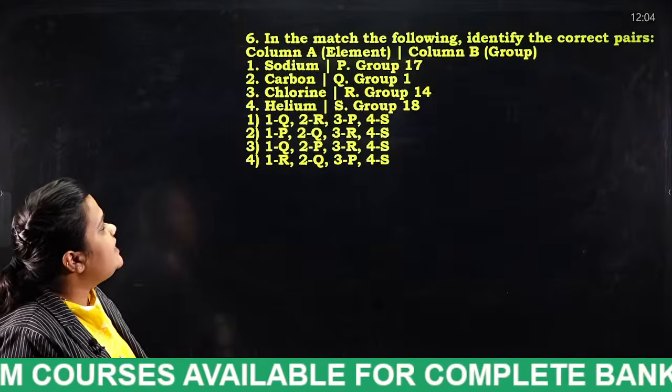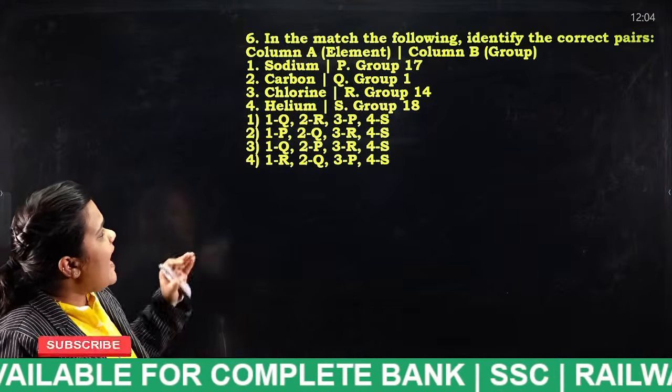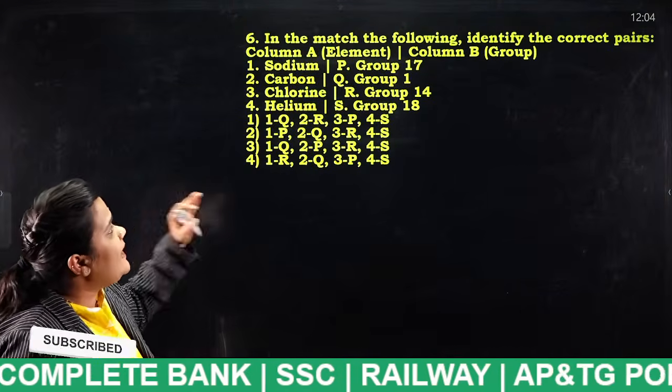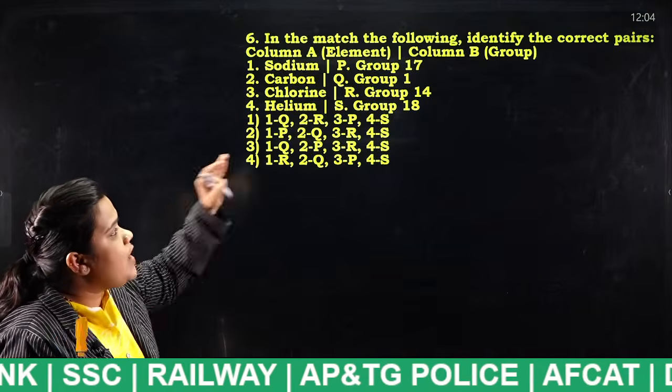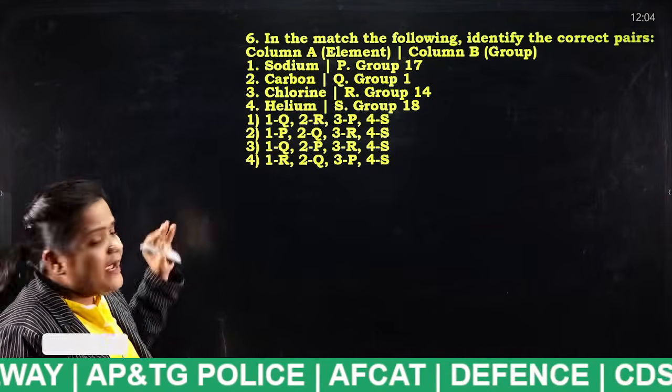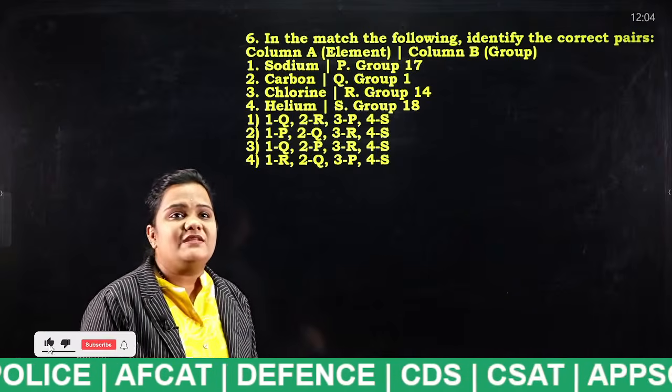So next question, in the match the following, identify the correct pairs. Column A is regarding elements and column B is regarding groups. Okay, so match it and tell me the answer for this question, students.